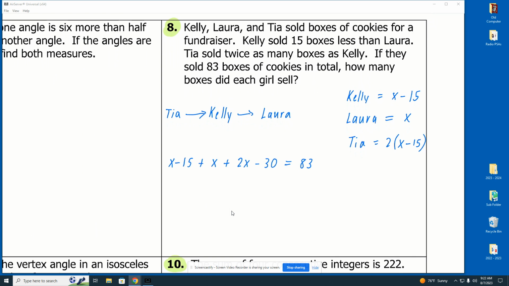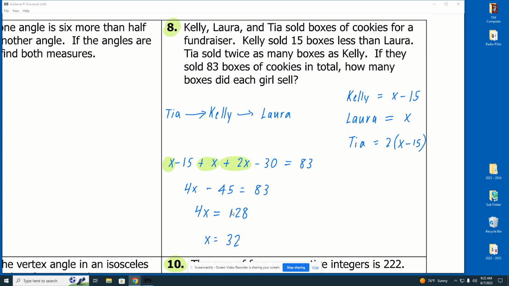So I'm going to combine my like terms. I think that's what you were doing, huh, Katie? Yeah. X plus 2X is 4X. And then negative 15 minus 30, negative 45, and that equals 83. I'm going to add 45. 83 plus 45 is 128. And the last step, we're going to divide by 4. What is 128 divided by 4?